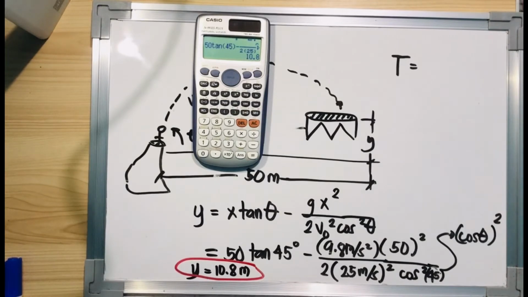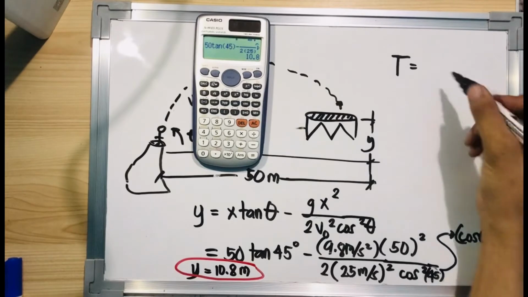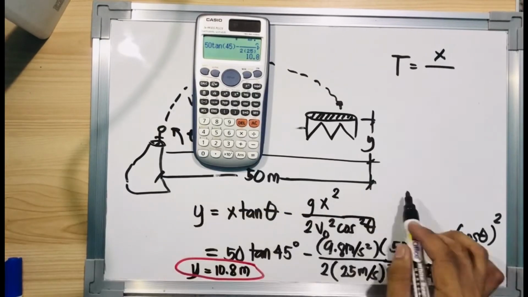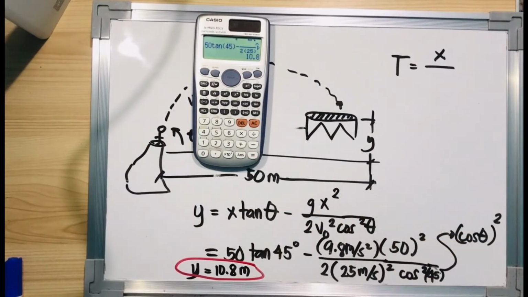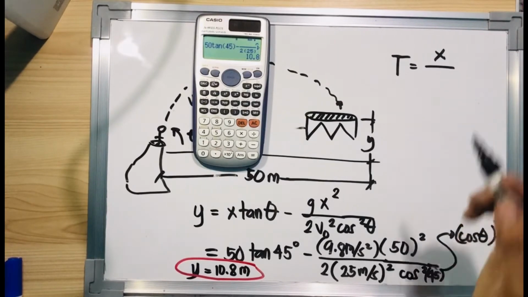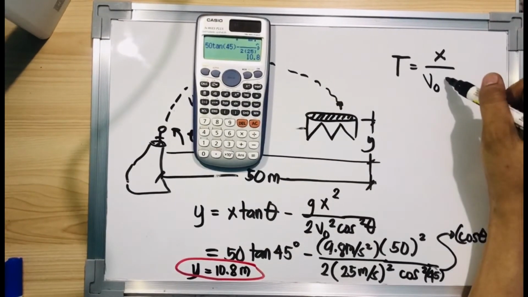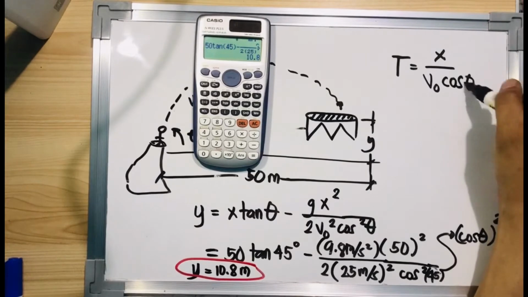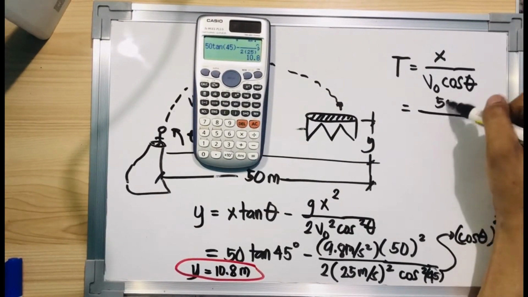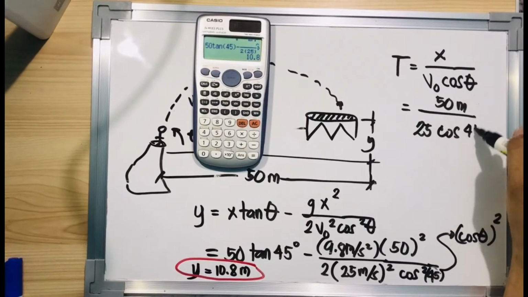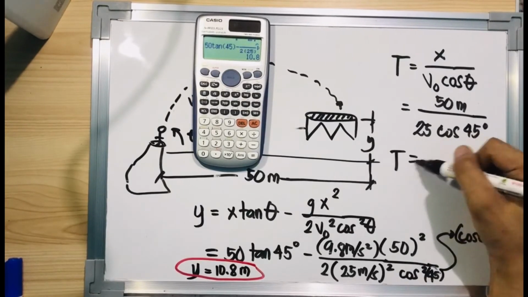Kasi sa horizontal, di ba, naaalala natin, wala tayong kino-consider na acceleration kasi nga zero yung acceleration if you move horizontally. So, ang magiging equation natin dito is equal to, ano nga ba yun? X, di ba? Yung 50, yung total na na-cover na distance, divided by ano yung initial velocity mo. Di ba? Napakasimple lang. So, initial velocity would be in the horizontal direction, that would be cosine of theta. So, meron tayong 50 meters, meron tayong 25 cosine of 45 degrees. And we can now compute for the time.